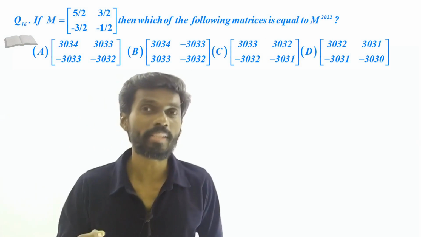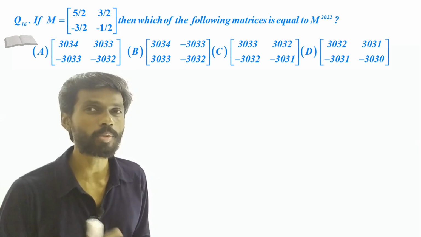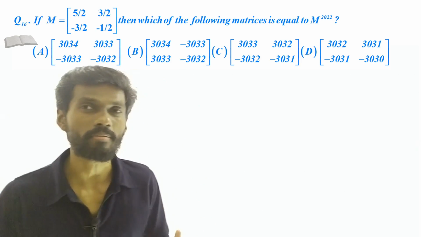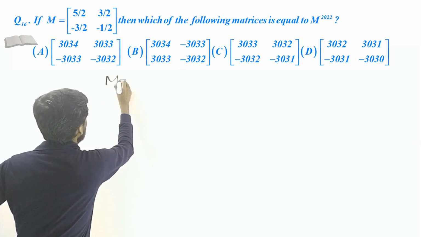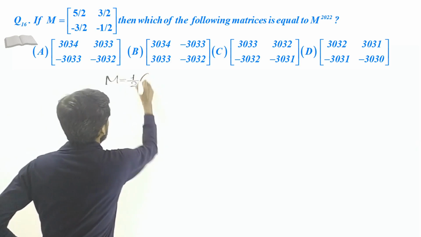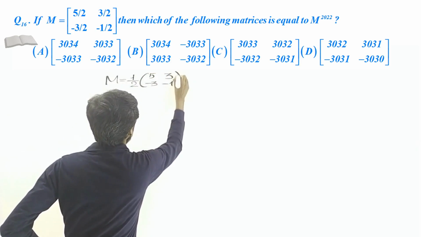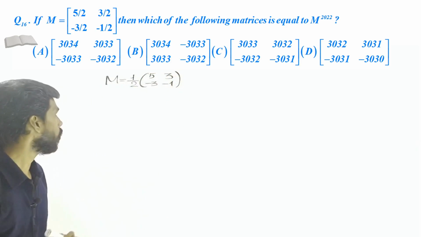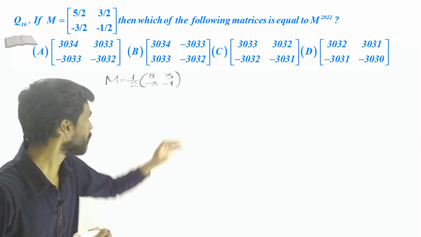Here a matrix M is given, and we have to find M to the power 2022. Obviously we are not going to multiply M 2022 times, we have to observe some pattern. So the matrix M is 1 by 2 taken out, times the matrix 5, 3, minus 3, minus 1. This is the matrix M. Now one method is to relate this matrix M with the identity matrix, identity matrix plus something equal to M.